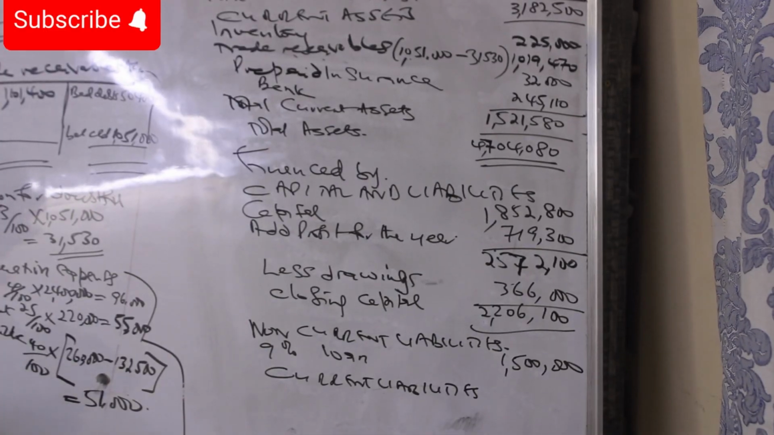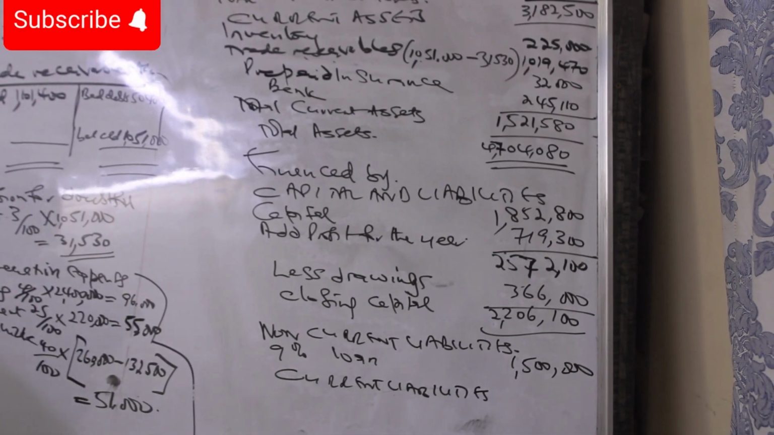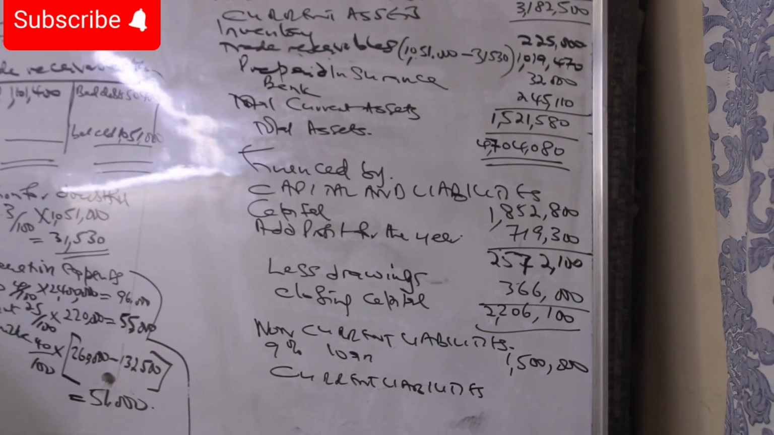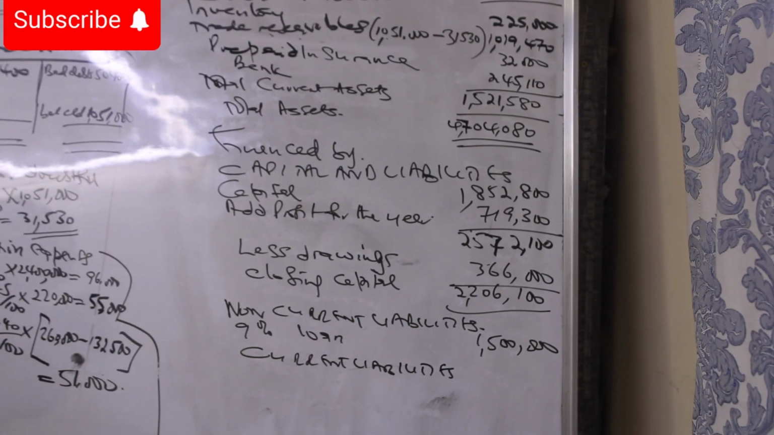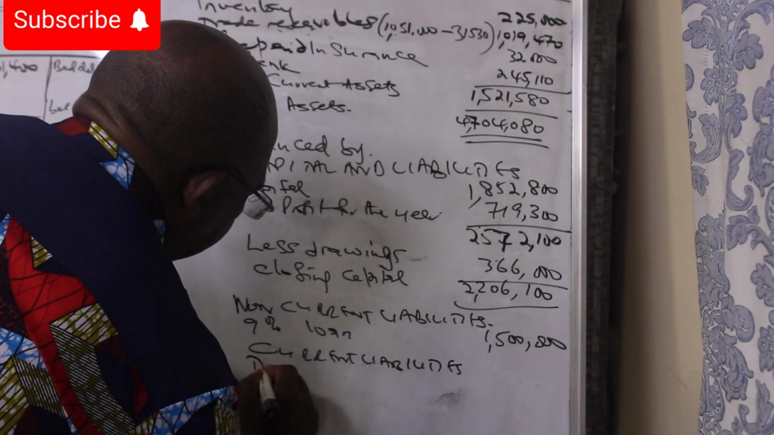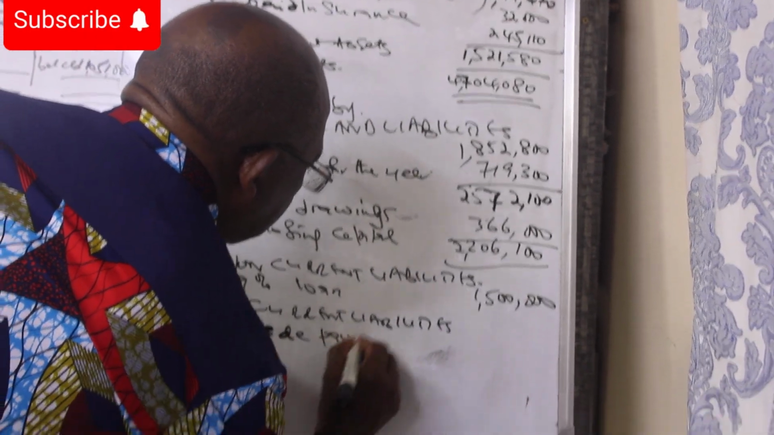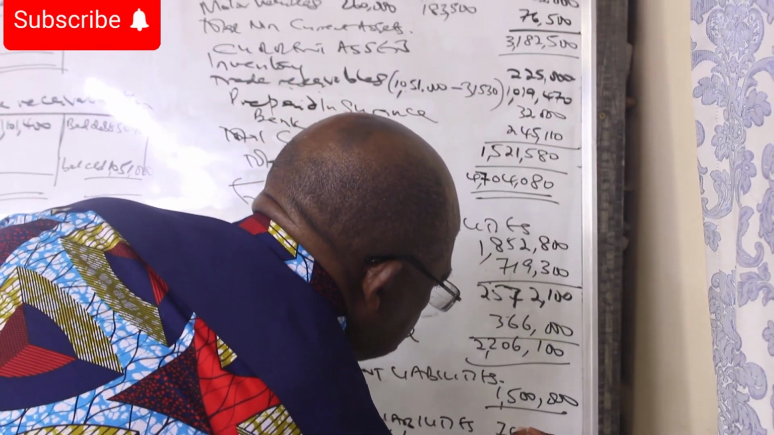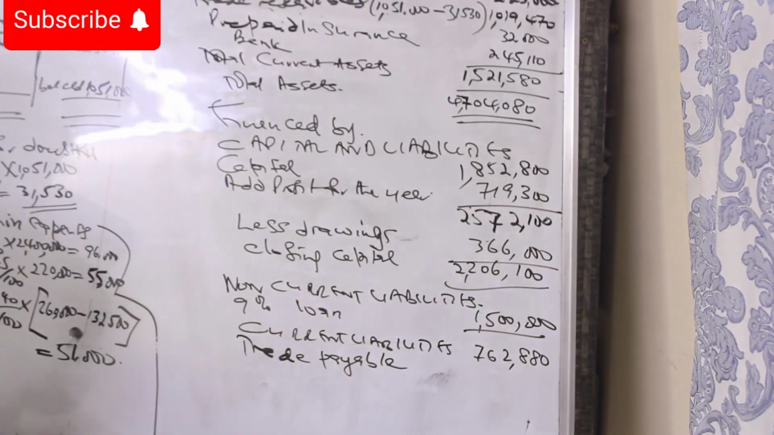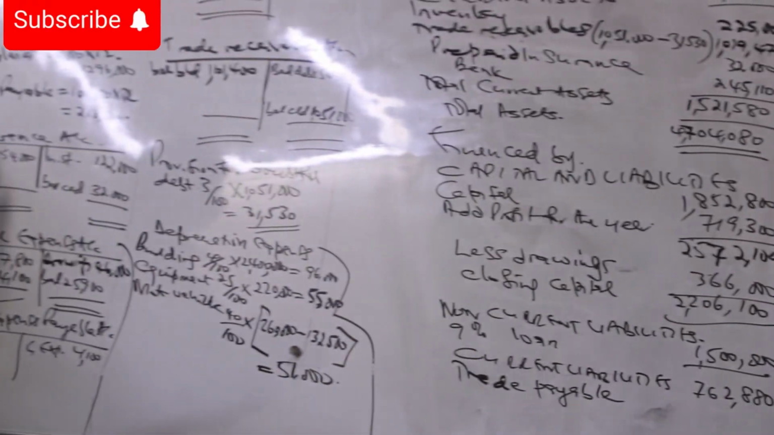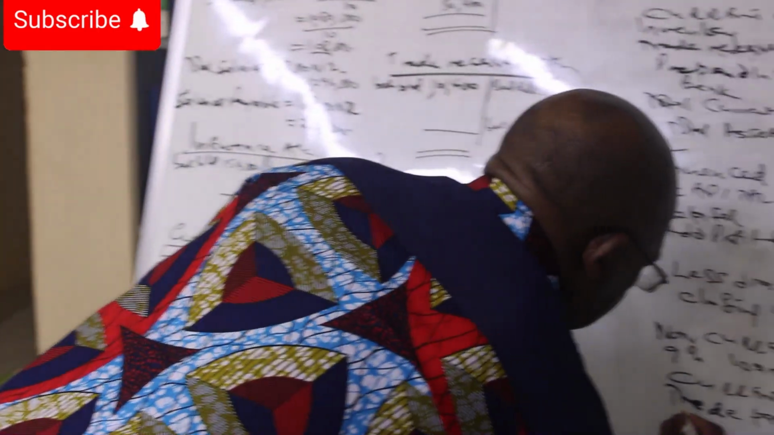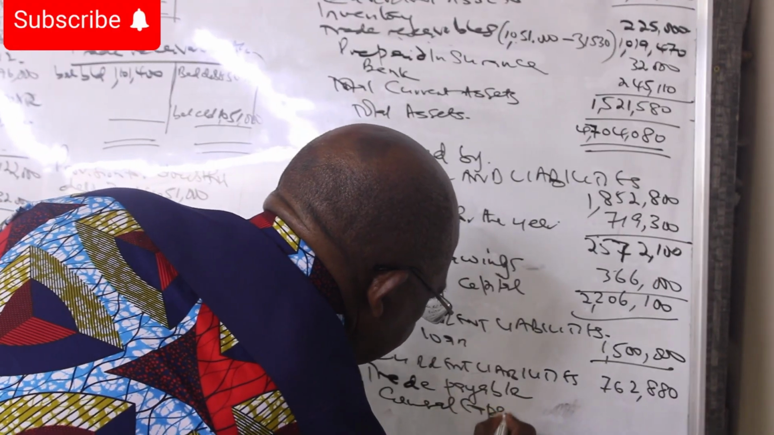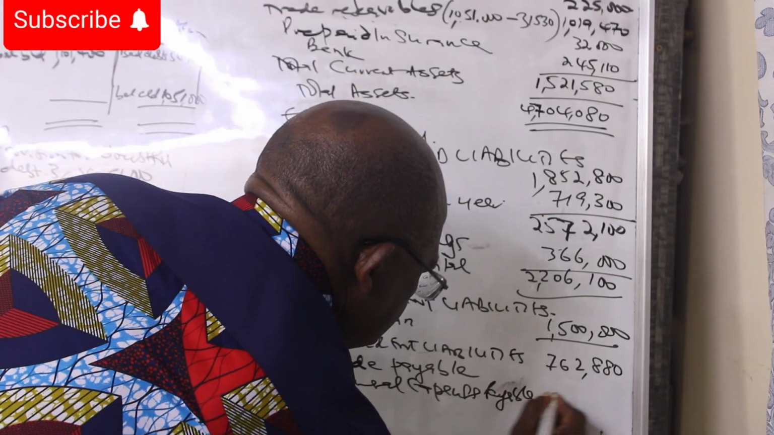Then we have accounts payable. Do we have accounts payables? Yes, it is there. It is trade payables amounting to 762,880. We ask ourselves, do we have any other payables which are shown here in our workings? We have general expenses payable here, general expenses payable of 4110. Any other payable?